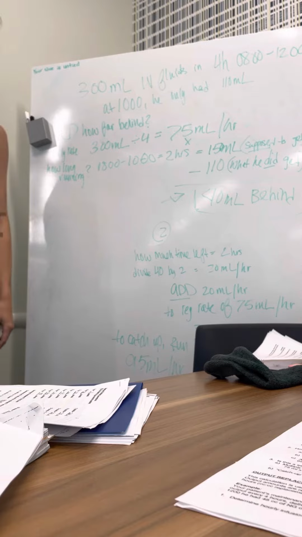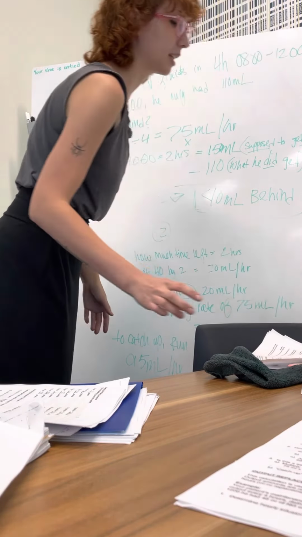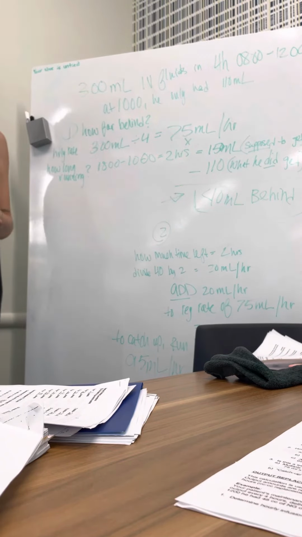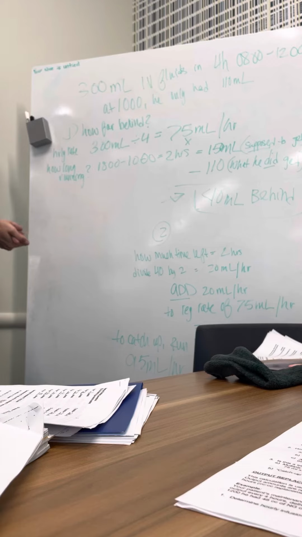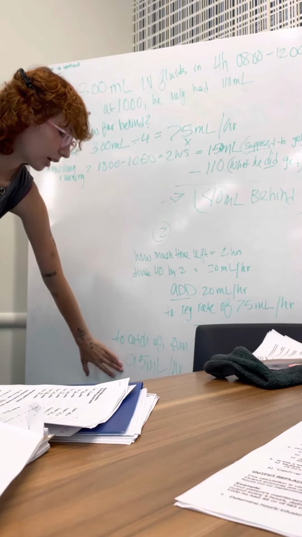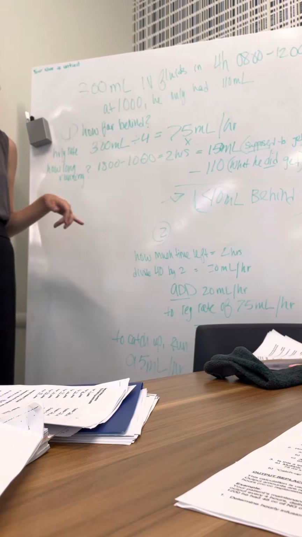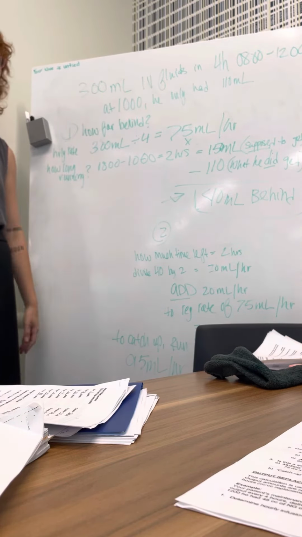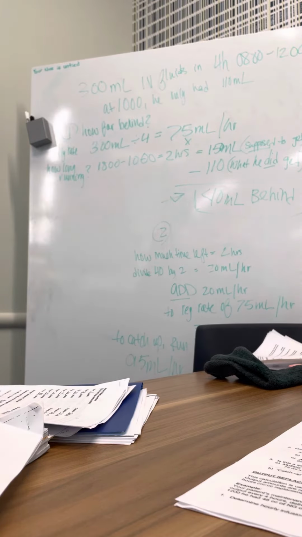With that, there's also the rule of thumb with IV catch-up rates that a safe IV catch-up rate is 1.5 times the ordered maintenance fluids. So 1.5 times 75 is 112.5. We just need to make sure that whatever we're running to catch up, which is 95, is not over 112.5, because that would be considered unsafe and over-hydrating them instead of catching up.